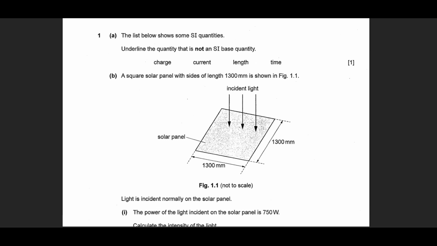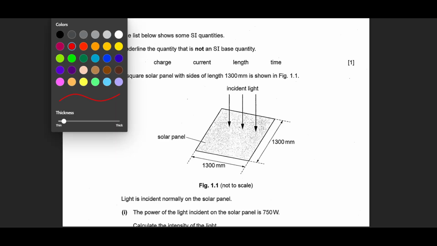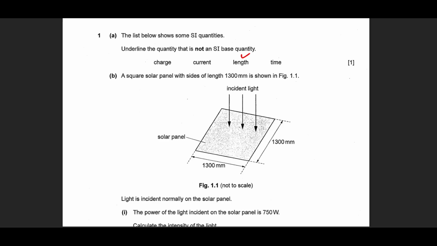So he says, underline the quantity that is not an SI base unit. Current is a base unit, length is a base unit, time is a base unit, charge is not, because Q is equal to IT, that would be ampere seconds. It's not a base quantity.